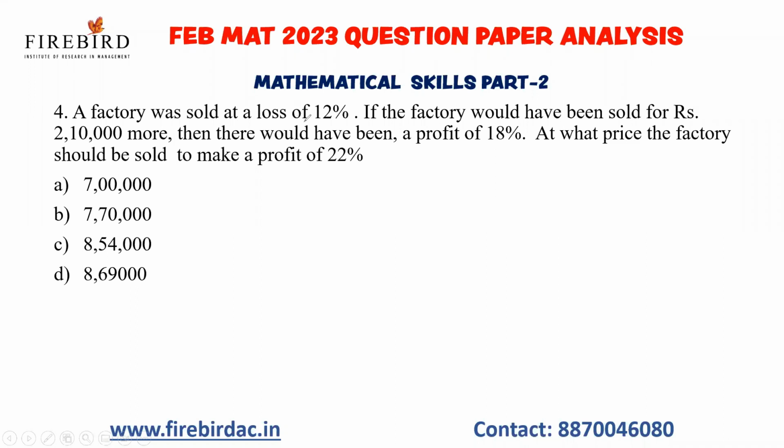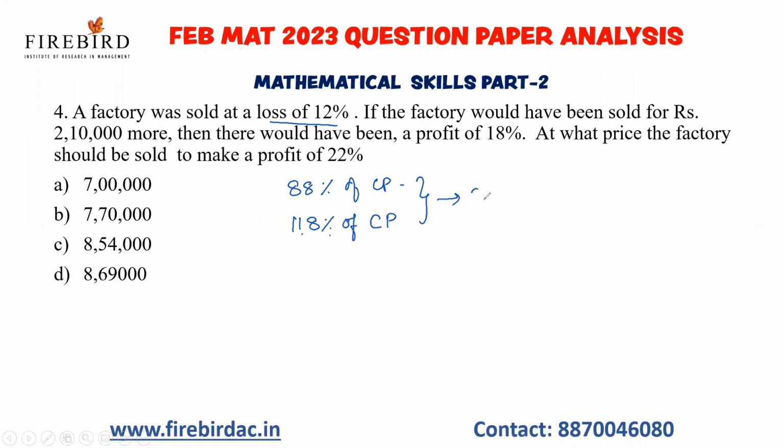This is a question based on profit and loss. A factory was sold at a loss of 12%. If the factory would have been sold for rupees... see, a loss of 12% means I've sold it for only 88% of the cost price. If the factory would have been sold for rupees 2,10,000 more, then there would have been a profit of 18%. So 18% means we have sold the factory for 118% of the cost price.